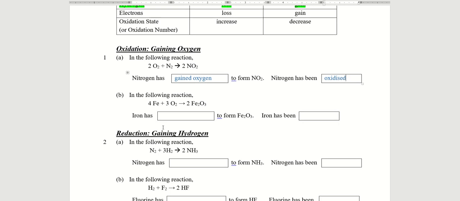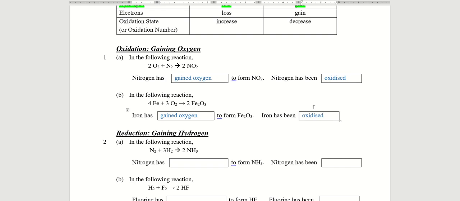Now let's take another example where iron reacts with oxygen to form iron trioxide. You may recall that the common name for iron trioxide is hematite. Here we can see that iron on the left hand side is by itself in its elemental form, whereas on the right hand side, after the reaction, iron has reacted with oxygen. So we can say iron has gained oxygen, and therefore iron has been oxidized.